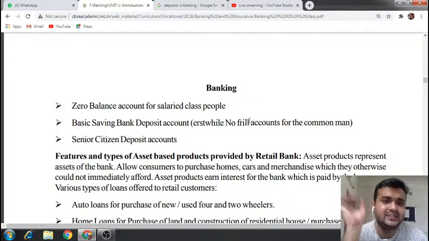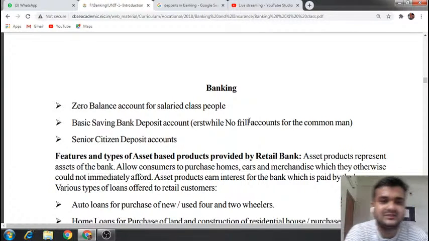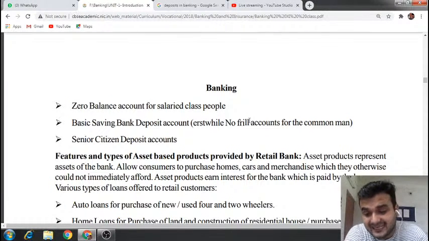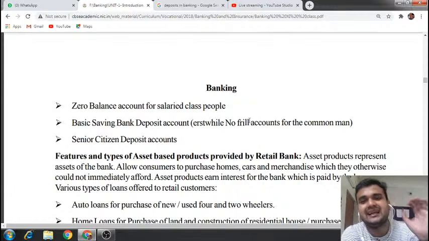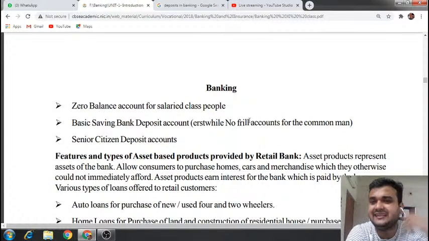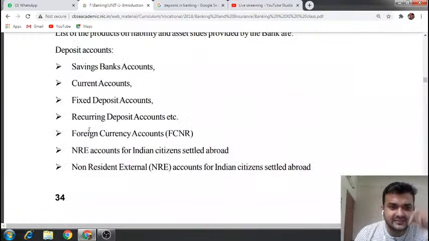In that account, you don't need to maintain a minimum balance. Like for every savings deposit, the minimum balance is 1,000, 500, 5,000, 10,000, like this. But for salaried people, in whichever account the salary is coming, you don't need to maintain any minimum balance. You can have zero balance anytime, whenever you want to. Okay. Clear?